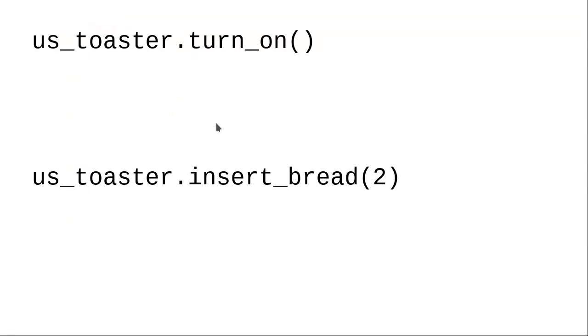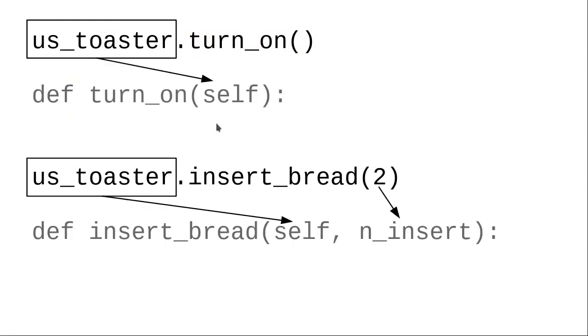In these two statements, what's really happening is this. The object that we specify at the left of the period, at the left of the dot, becomes the argument that fills in the self parameter. When we called the insert bread method, the object that we're calling it with becomes self, and our other argument that's in the parentheses fills in the number of slices to insert into the toaster.